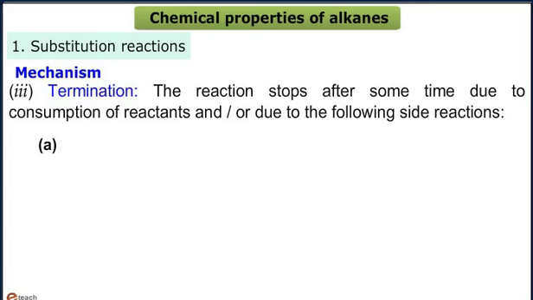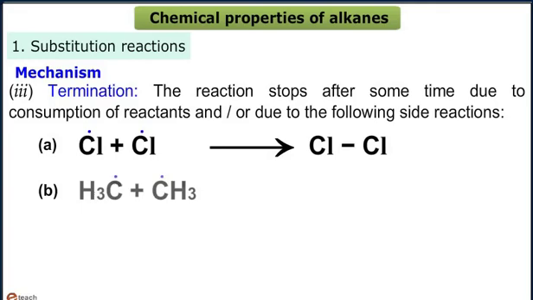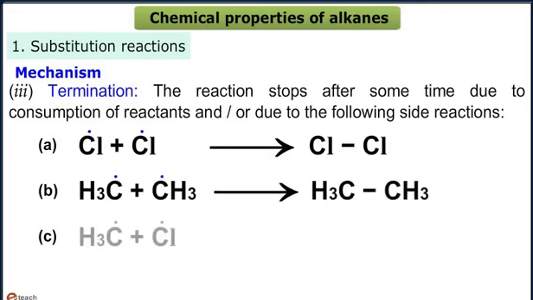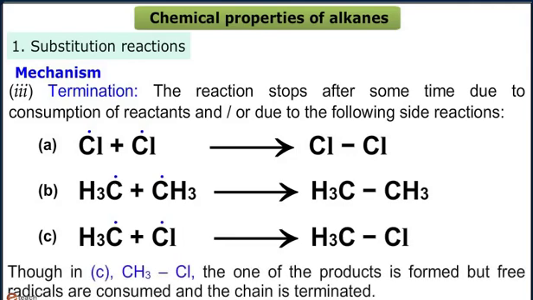The reaction stops after some time due to consumption of reactants and/or due to the following side reactions. The first reaction is Cl free radical plus Cl free radical gives Cl2, and methyl free radical plus methyl free radical gives C2H6, that is ethane, and methyl free radical plus chlorine free radical gives CH3Cl. Though in CH3Cl one of the products is formed, free radicals are consumed and the chain is terminated.